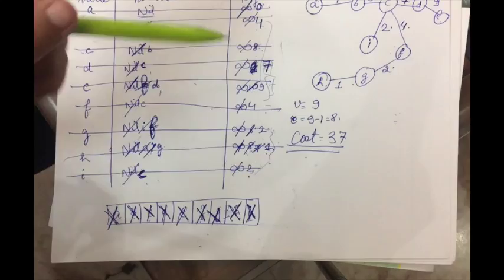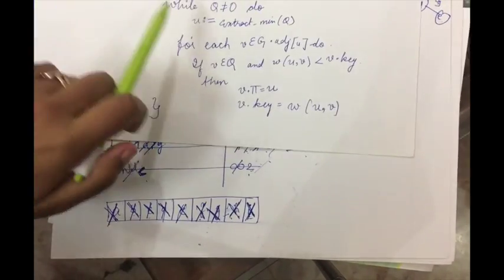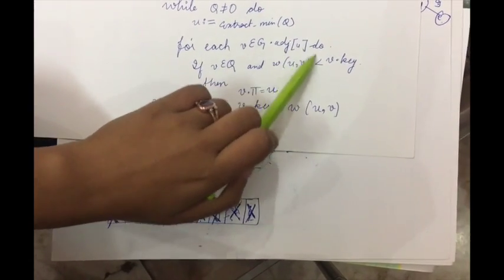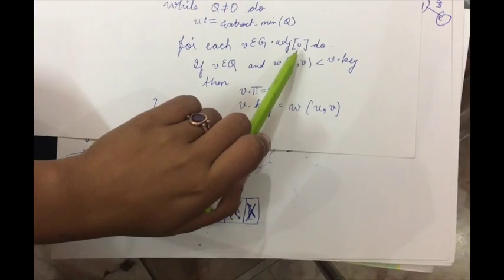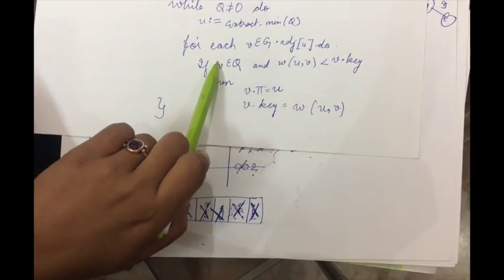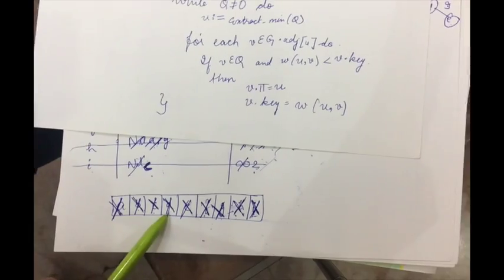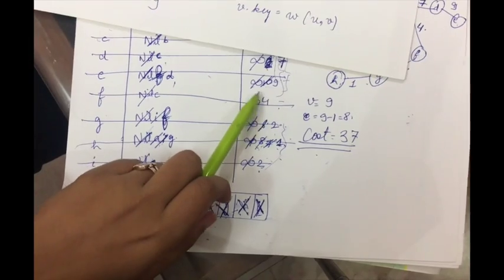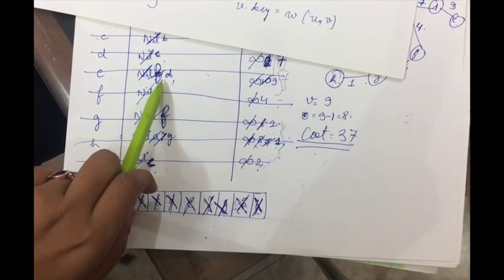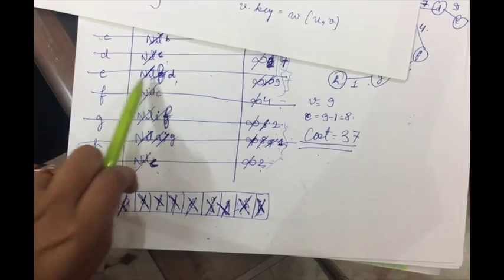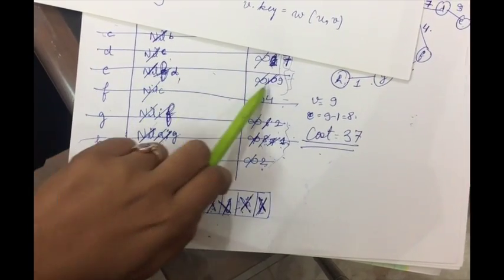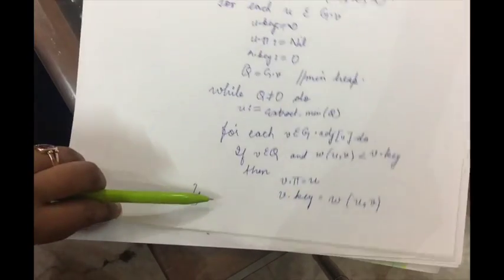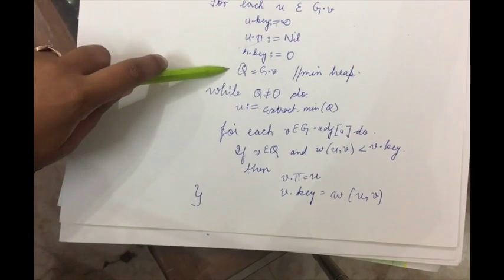Okay, and suppose when I take out the minimum that is stored in u, for all the adjacent values of u, what I have to do, if that value belongs to Q, that is, it is present in the heap, and the weight at that value is less than the key, that is, suppose the weight that F was giving, the weight of E to F was more than weight of E to D, so we had replaced this thing.